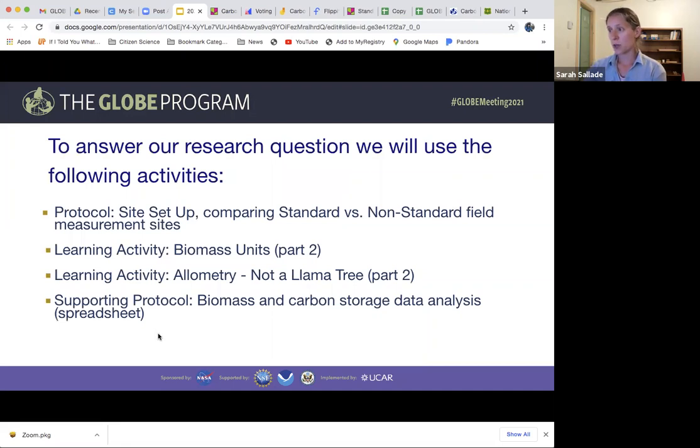So just the order we're going to go in today: protocol site setup, comparing standard and non-standard field sites. We're going to participate in part 2 of biomass units and part 2 of the allometry activity. And then take a look at some data analysis in a spreadsheet, digging in a little bit.